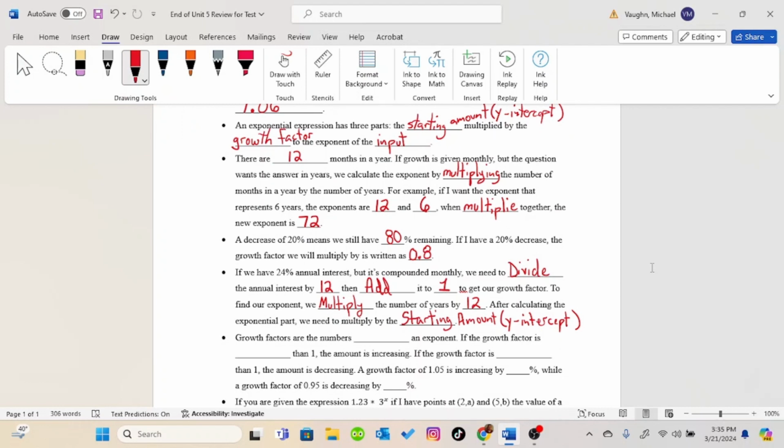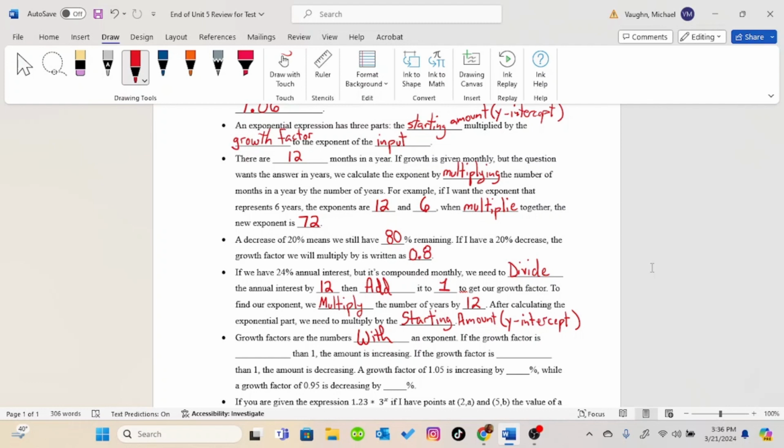Growth factors are the numbers with an exponent. So when you look at an exponential expression, you have three parts. You have the starting amount, you have the growth factor, and you have the input. And the growth factors are the numbers with an exponent. The number without the exponent will be your starting amount. The number with an exponent will be your growth factor.